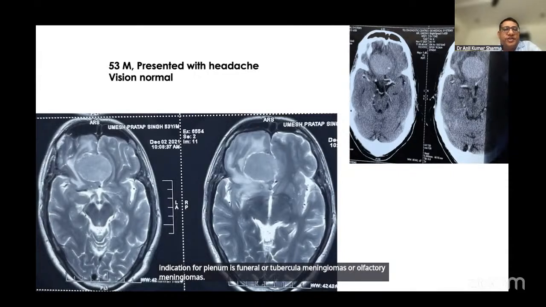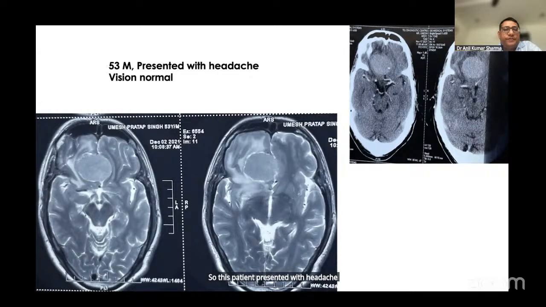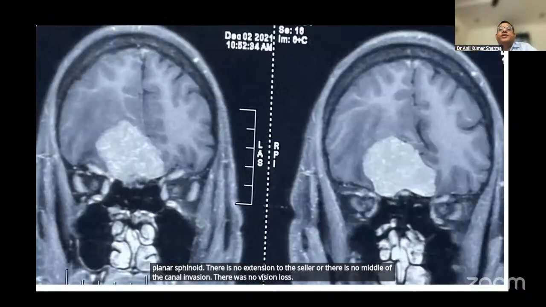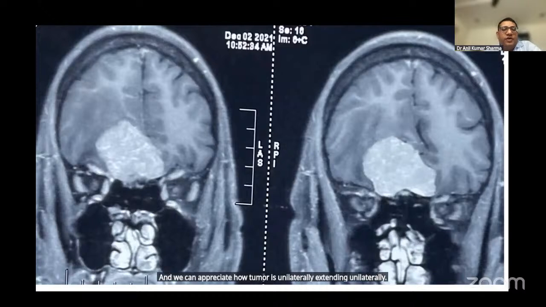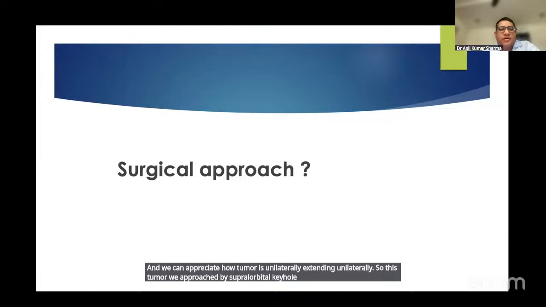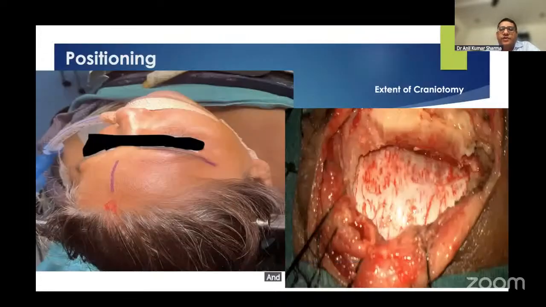This patient presented with headache only; the vision was normal. We can see the tumor is primarily centered on the planum sphenoidale. There is no extension to the sella, no medial optic canal invasion, and there was no vision loss. And we can appreciate how the tumor is extending unilaterally. This tumor we approached by a supraorbital keyhole approach, and this patient made a wonderful recovery.